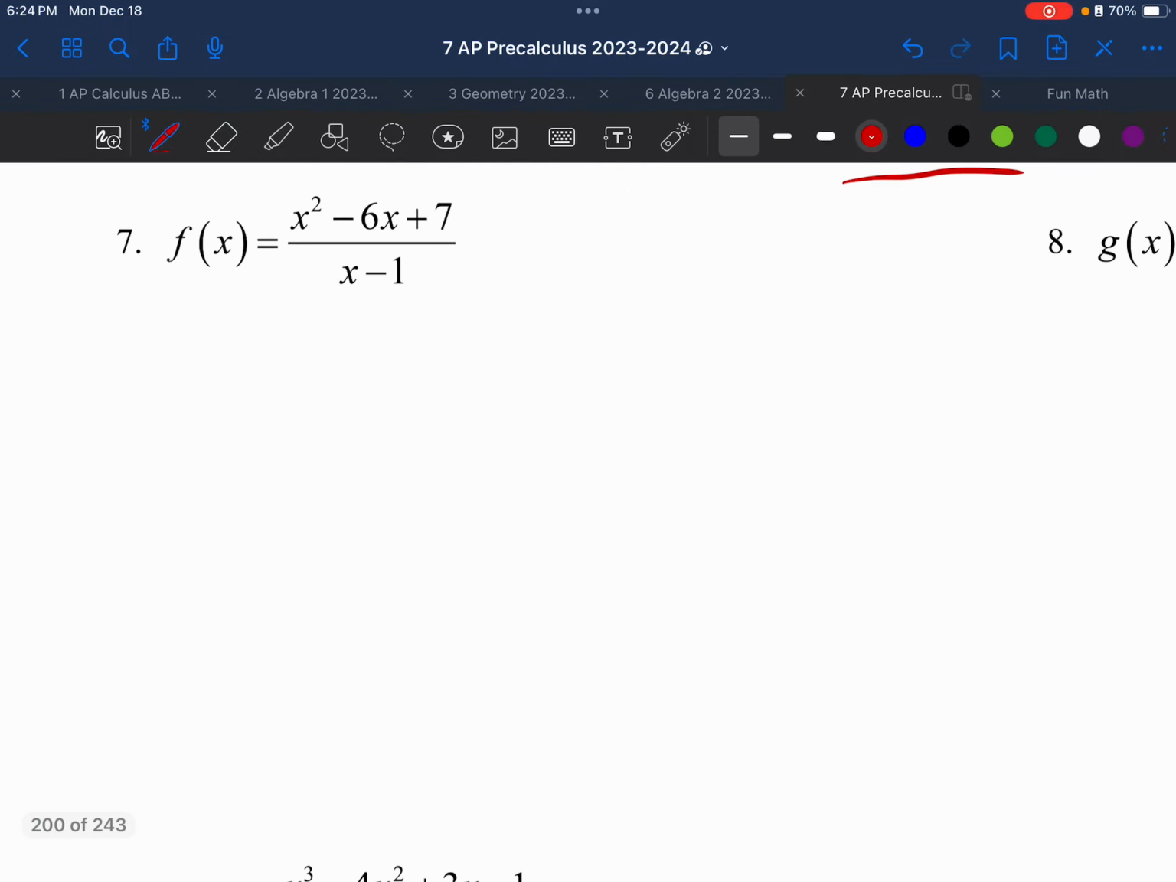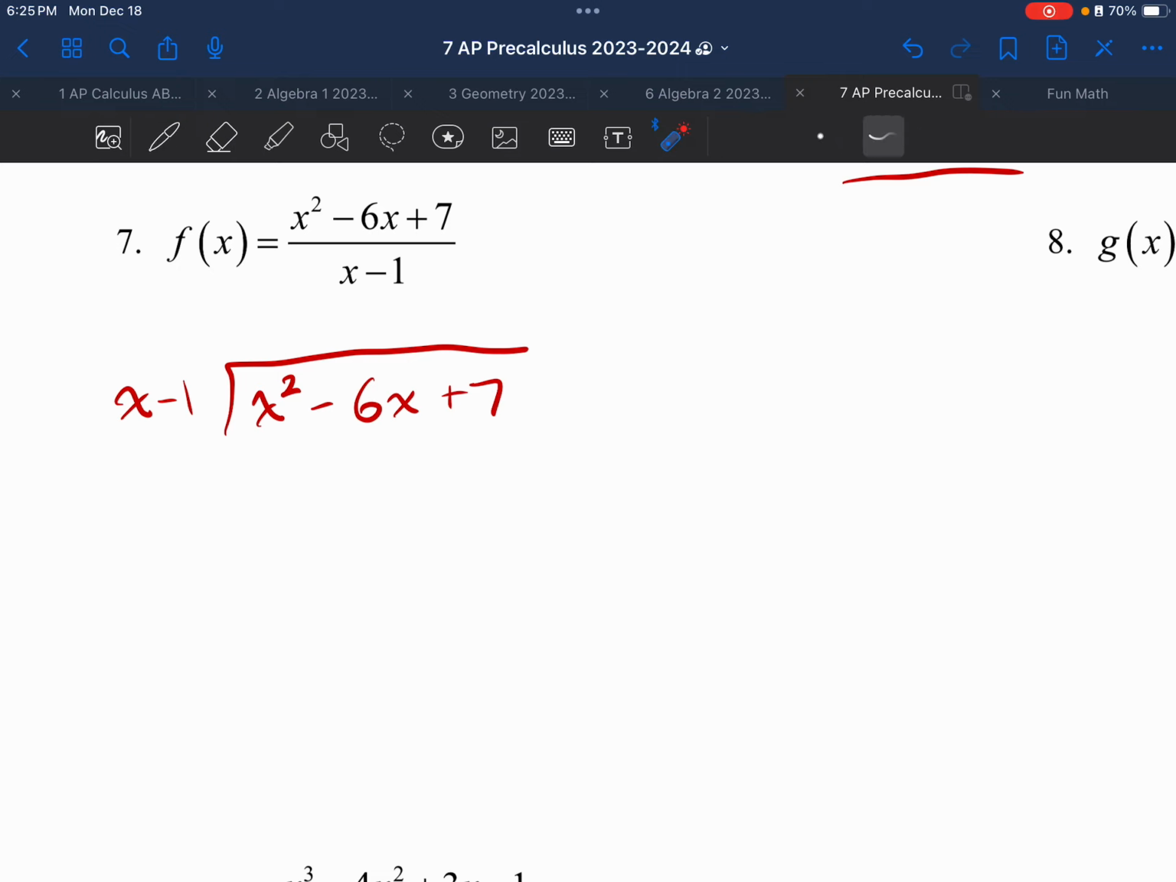So I'm trying to find how many times x minus 1 goes into x squared minus 6x plus 7. And here's how I do that. So I first think, what do I multiply by this x to get x squared? And the answer is x times x is x squared.